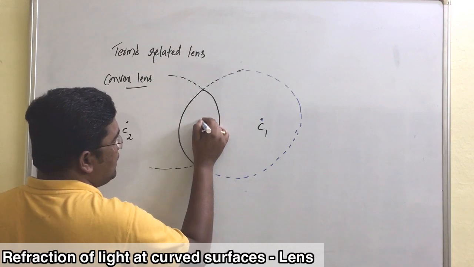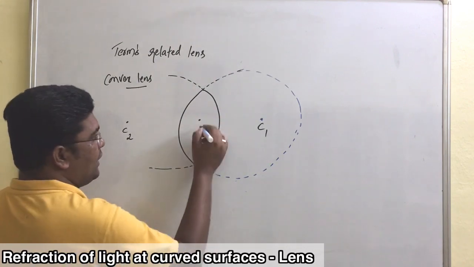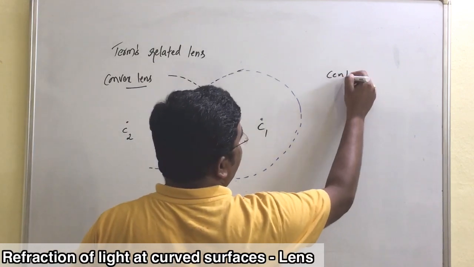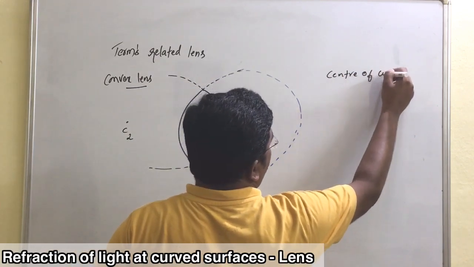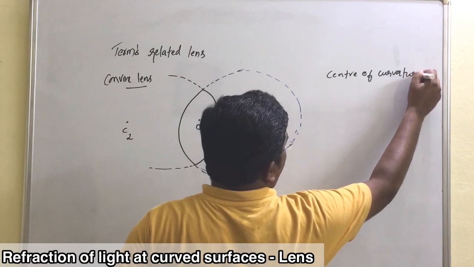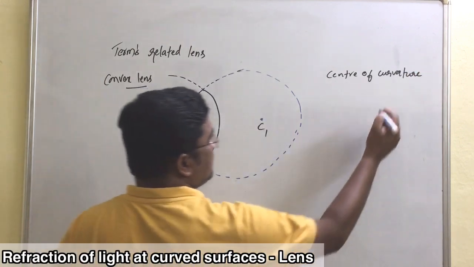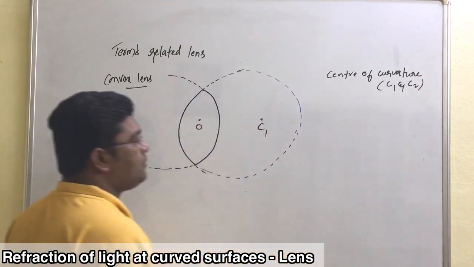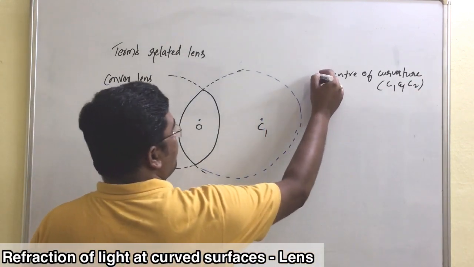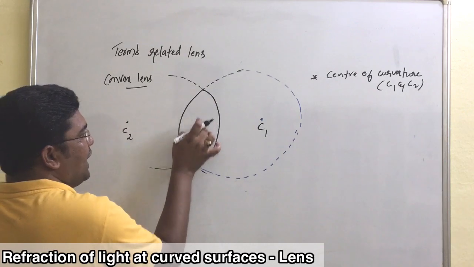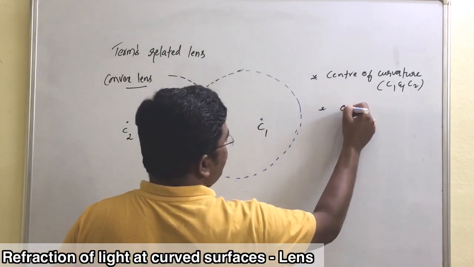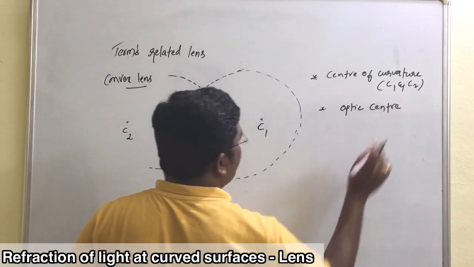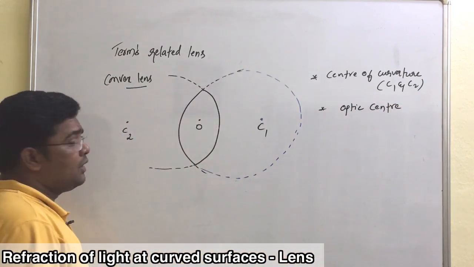The midpoint of the lens is called the optic center. It is represented as O. So the first term is center of curvature. As our lenses are made up of two spherical surfaces, there exist two centers of curvature, C1 and C2. The next term is optic center: the midpoint of the lens is called the optic center. Students, is it understandable?